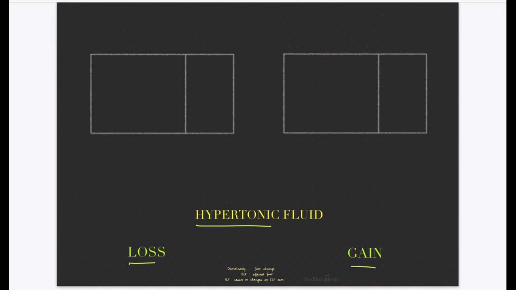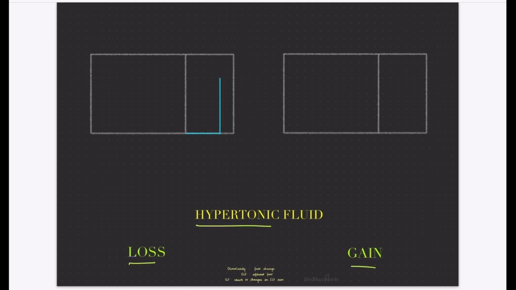So in the loss of hypertonic fluid, the first change in the osmolarity is going to be, since the solute is being lost, the height is going to decrease because the body's relative osmolarity is going to decrease. And since the first change is in the ECF compartment, the volume of the ECF compartment is going to be contracted. The height is going to decrease.